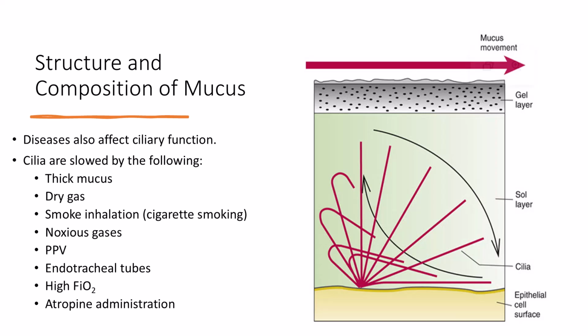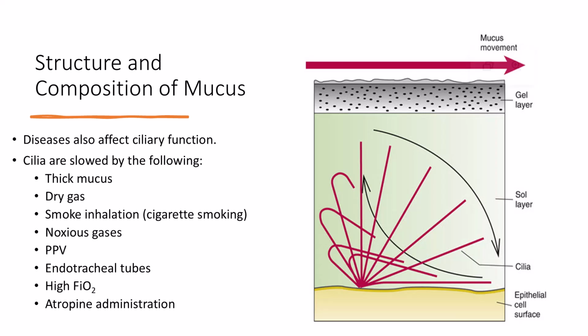Dry gas. The effect of dry gas or air is that it dehydrates the mucus layer, making it thicker and stickier. This impairs ciliary function and mucus clearance, leading to airway irritation and increased susceptibility to infections. The mechanism of how it has this effect is that the lack of humidity reduces the water content of mucus, disrupting the optimal viscosity needed for ciliary movement.